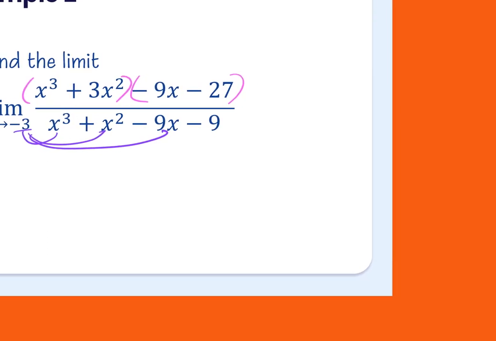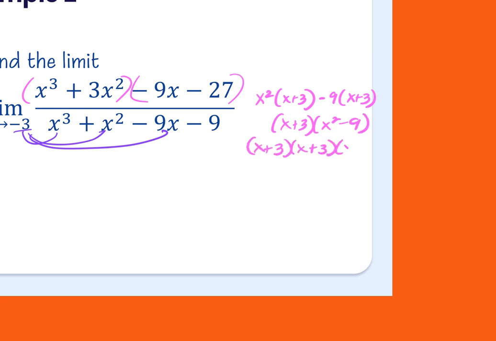From the first set of parentheses, you can take out what? x squared, and I get x plus 3. Second set of parentheses, you can take out? 9. I'm going to take out a -9, right? So the signs match. x plus 3, and I get x plus 3, x squared minus 9, which becomes another x plus 3 and x minus 3.